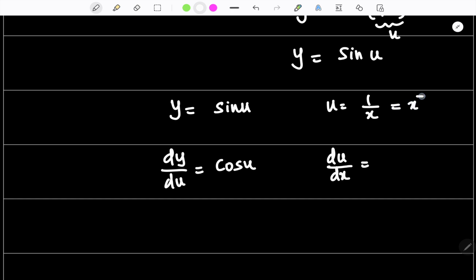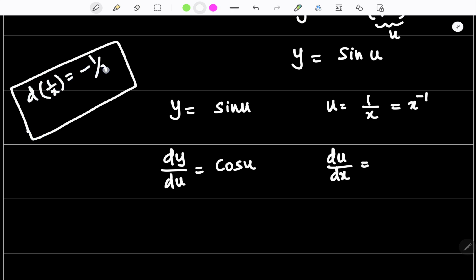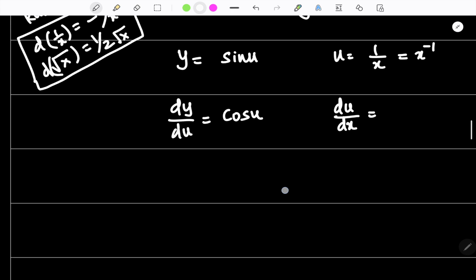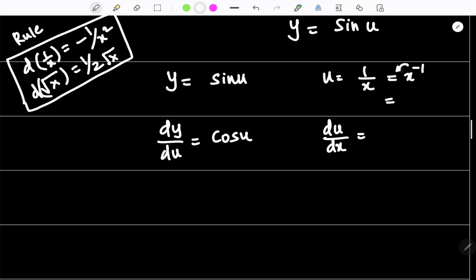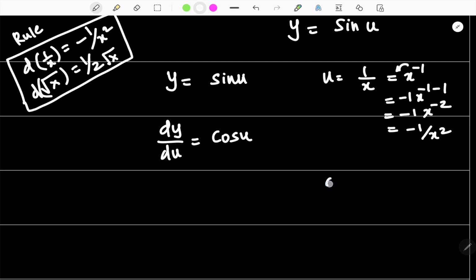You can write this as x to the power of minus 1. But already I told you the rule I asked you to remember in the last video. The derivative of 1 over x is negative 1 over x square. Keep it as a rule in your mind, like the derivative of root x is 1 by 2 root x, right? In the same manner you remember this rule. Teacher, I can't remember, teacher. Okay, then I will tell you. x power minus 1, then take the derivative: minus 1 times x power minus 1 minus 1. So minus 1 times x to the power of minus 2, which is minus 1 divided by x square. Clear? So therefore du by dx is equal to negative 1 by x square.